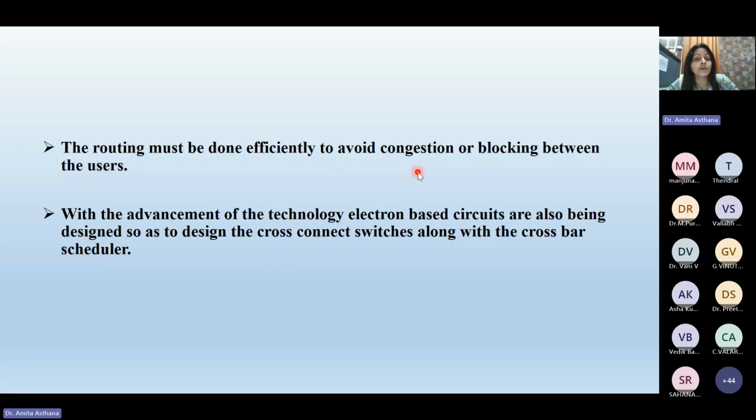So with the advancement of technology, electron-based circuits are also being designed so as to design the cross-connect switches along with the crossbar scheduler. Effective designing is only when we are designing the digital cross-connect switch, it's okay. But if we are not including the crossbar scheduler, there is no worth in designing such a cross-connect switch if we are not giving it a proper scheduler architecture, or we are not designing a scheduler algorithm for that routing.